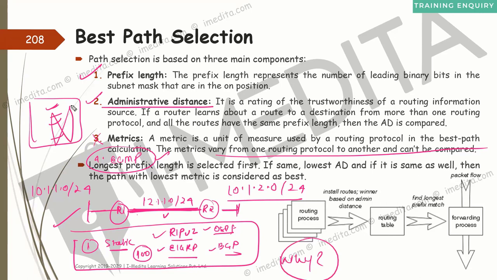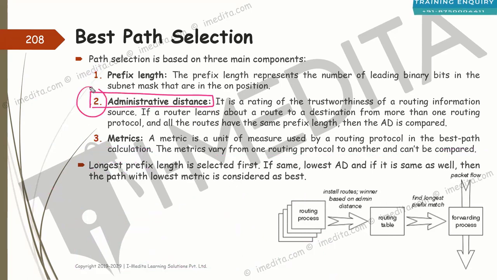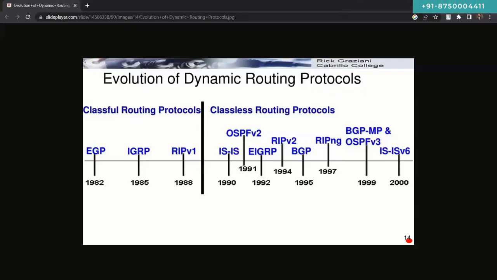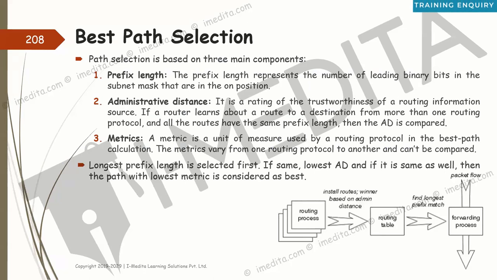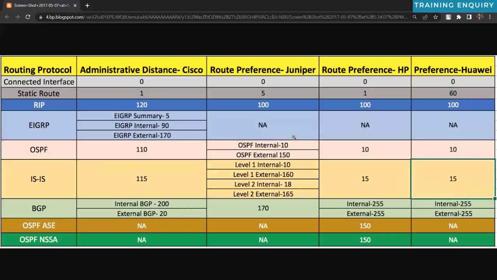One more thing I forgot to mention, that AD is vendor specific. The term AD, administrative distance, you might not even see this term on other vendors. The term administrative distance is specific to Cisco. In other vendors, we do not have this term AD. We have things such as preference, route preference. So whatever we call administrative distance in Cisco is referred to as route preference in Juniper, route preference in HP, and preference in Huawei.